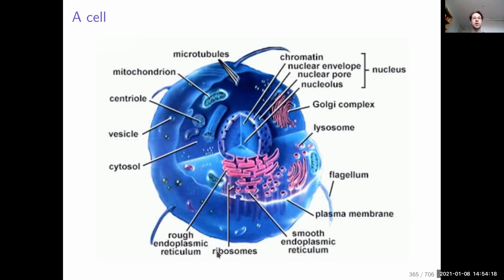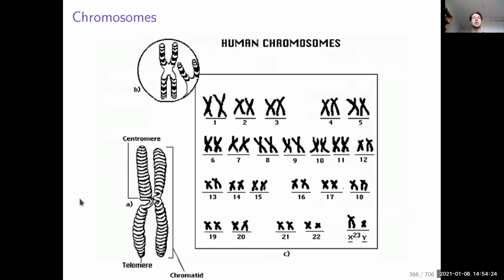We'll care about the ribosomes that are used to translate RNA into proteins. What are chromosomes? Chromosomes, for us, will simply correspond to the DNA code that is present in the cells, in the nucleus of the cells. And of course, you know that for humans, there are 23 pairs of chromosomes.